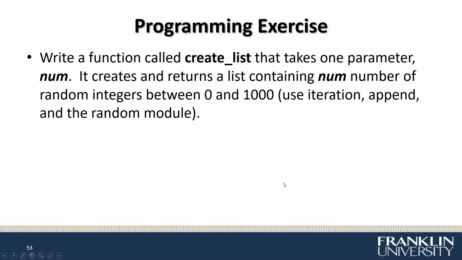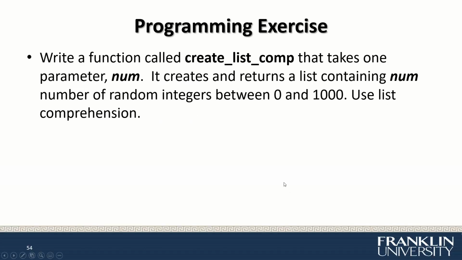Okay, now can you take what I just did and create a function called create list comp that takes one parameter, num? You create and return a list containing num number of integers between 0 and 1000 and use list comprehension. Can you take what I just did and convert it into a list comprehension? I will review the answer during class.